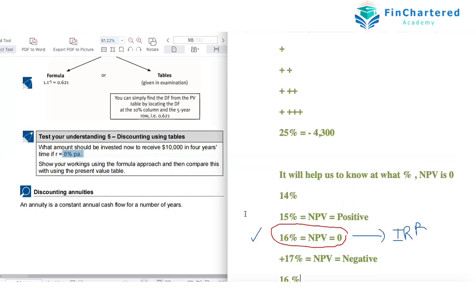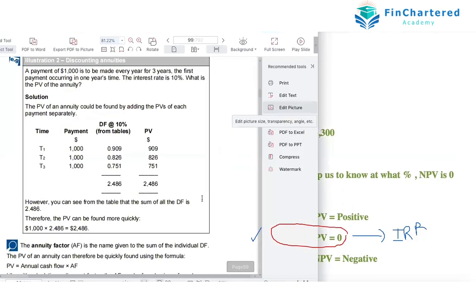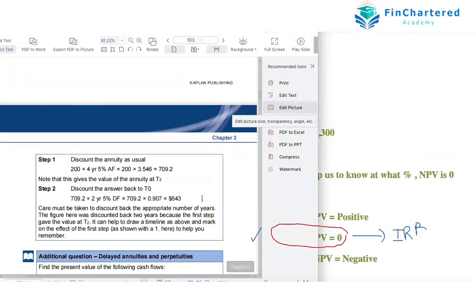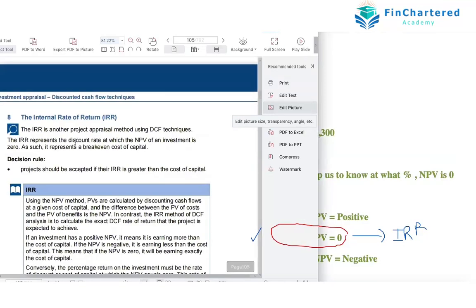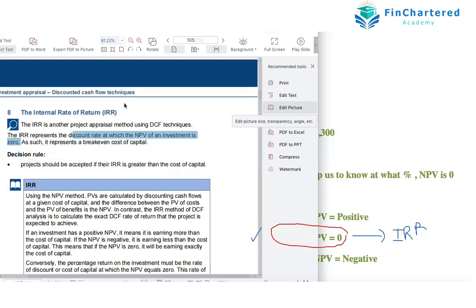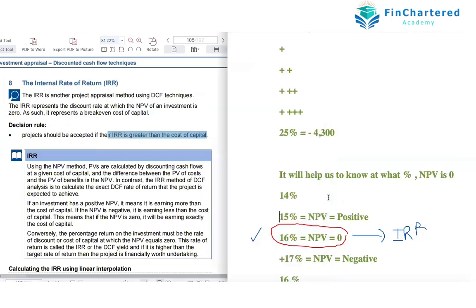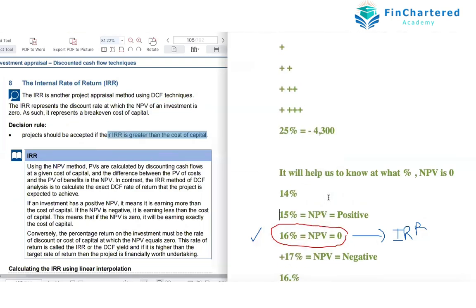So IRR, in the textbook's words, is the rate at which the NPV of an investment is 0. And as I did mention, you can accept a project if the IRR is greater than the cost of capital, meaning the cost is lesser. So definitely the NPV will be positive.